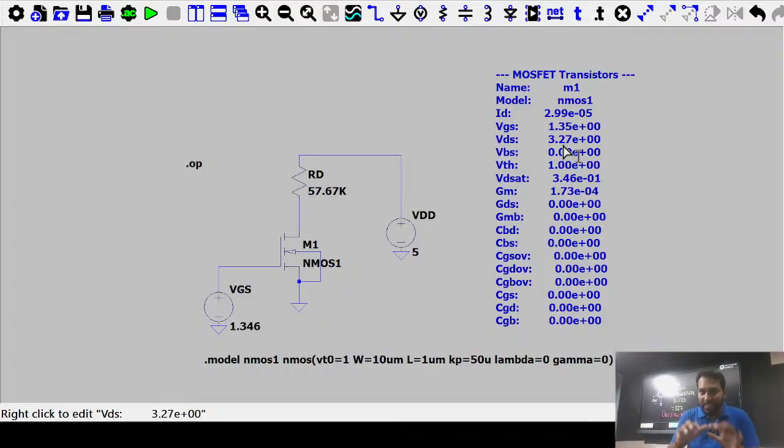So if VDS is 3.27 and VGS is 1.35 and VTH is 1 volt as we assumed, then VDS is greater than VGS minus VTH, so the MOSFET is perfectly in the saturation region.